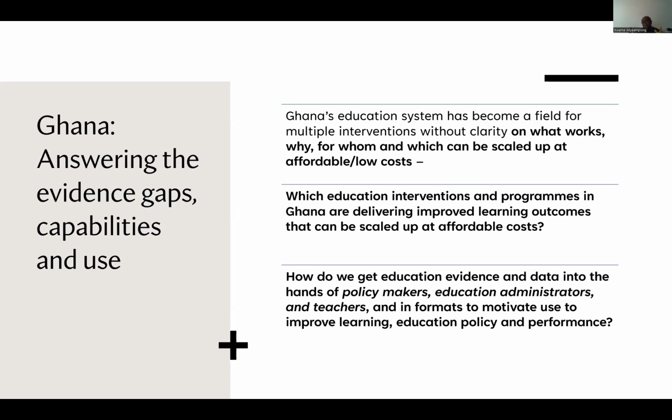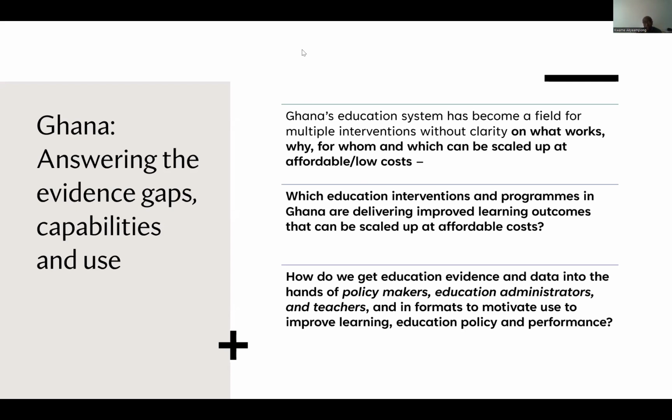Education budgets are very tight. So if you have an intervention that says, we can improve learning and it costs $1,000 a child to do it, obviously the policymakers are saying we cannot do this. So we also realize this is an issue that there is a gap.